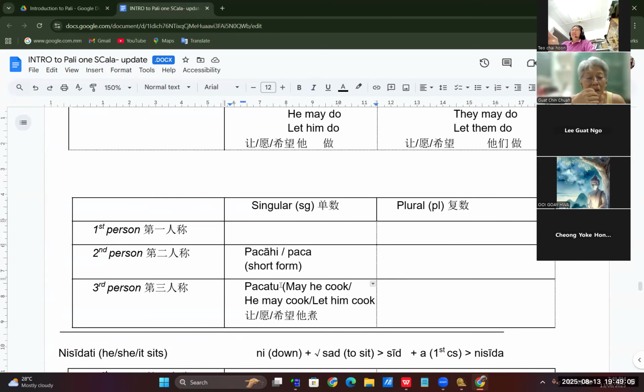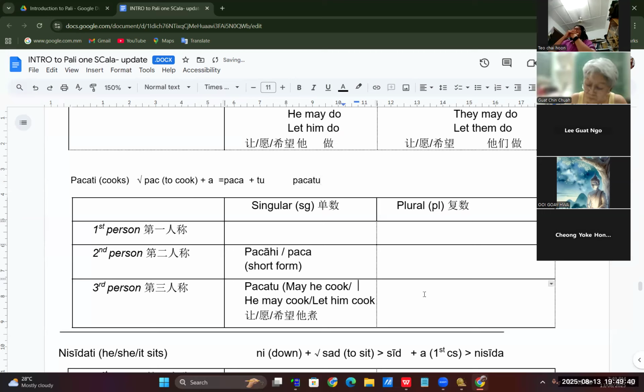Okay, now, Pachak. The next one will be Pachak, from Pachati. Pachati means cooks. So here Pachati becomes Pachatu, because the root is Pach, which is to cook. Then you add the A, and you get Pachak. After the Pachak, you add the Tu, so you get Pachatu.